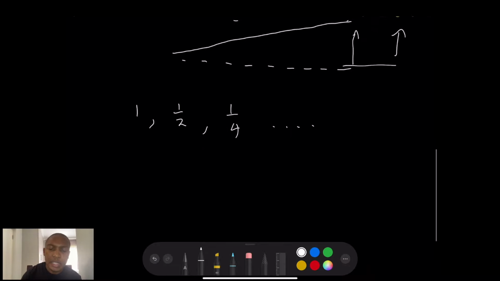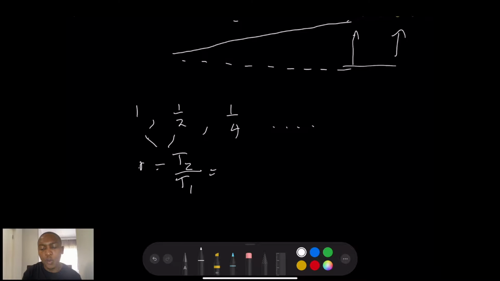But in this case, what would be our value for R? Of course, you're going to find the common ratio. How do we find the common ratio in this case? Or well, do we have a common ratio? That's the first thing that we should check. We said to do that, you simply say T2 divided by T1. So let's see, what do we get? We will get 1 over 2 divided by 1, and that gives us 1 over 2.